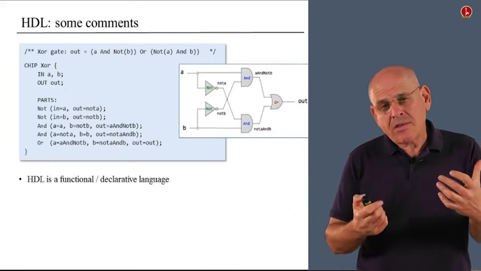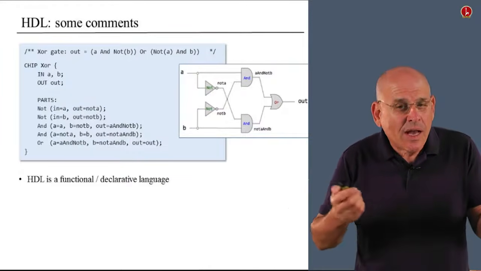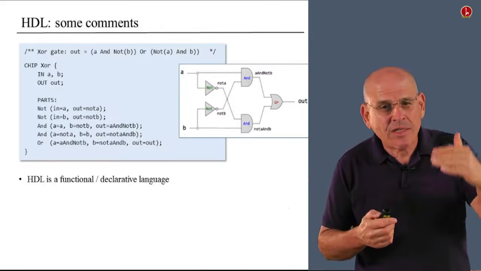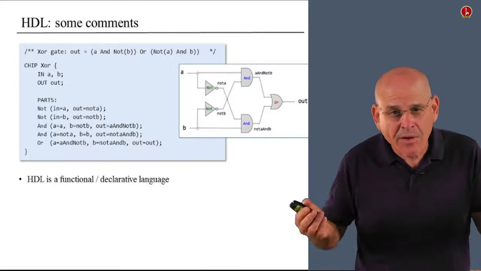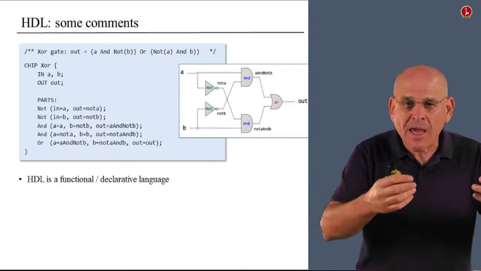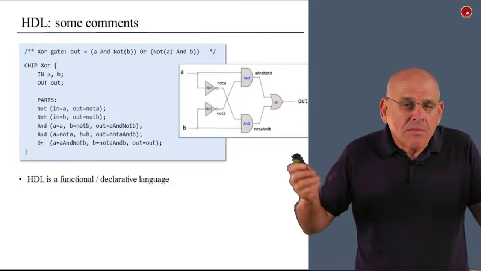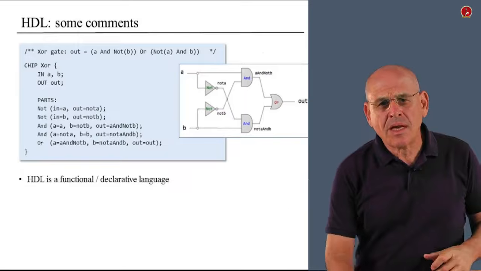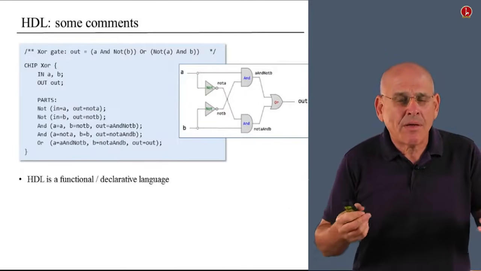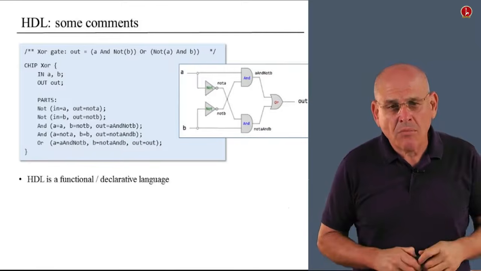So because HDL is a functional language, we can actually write those HDL statements in any order that we wish. It doesn't matter if you begin to describe the NOT gate or the OR gate. It's completely up to you. But it's customary to begin to describe your diagram from left to right, and this also makes the code more readable.